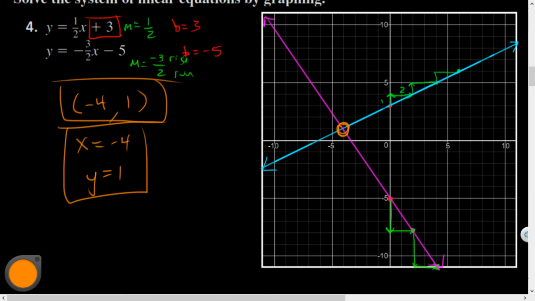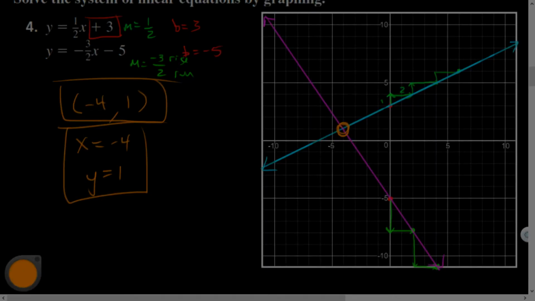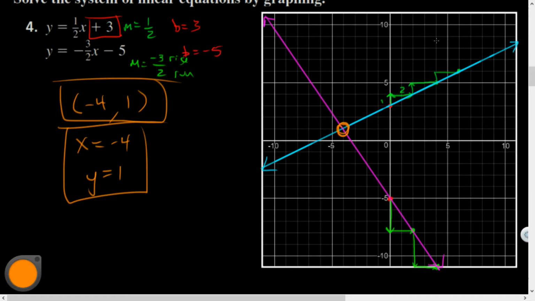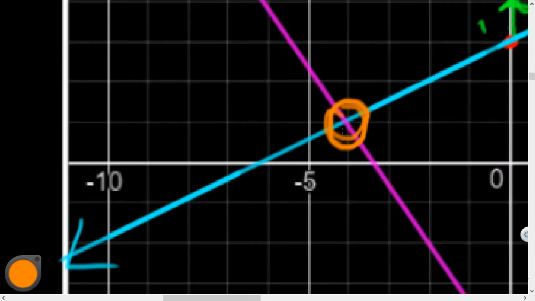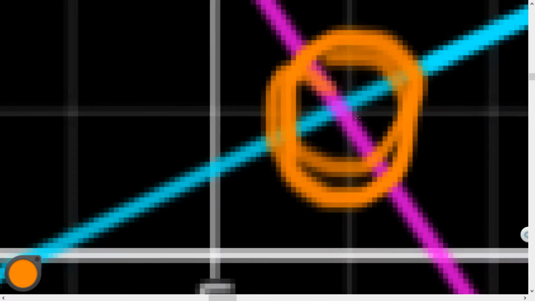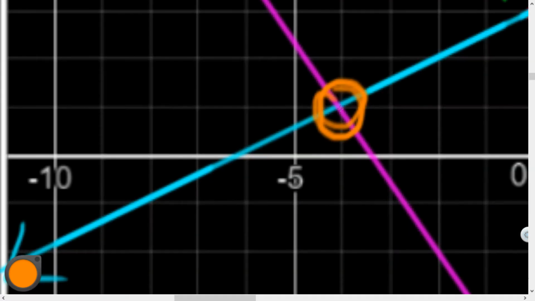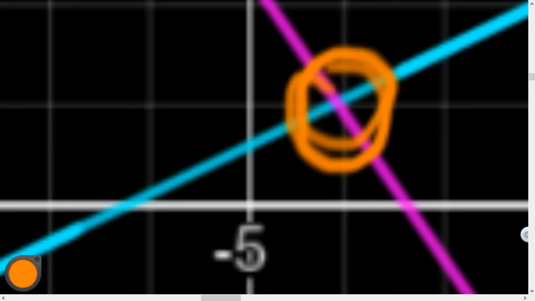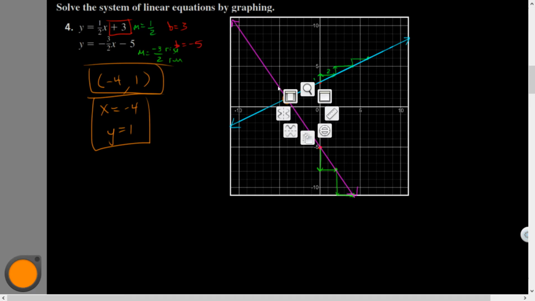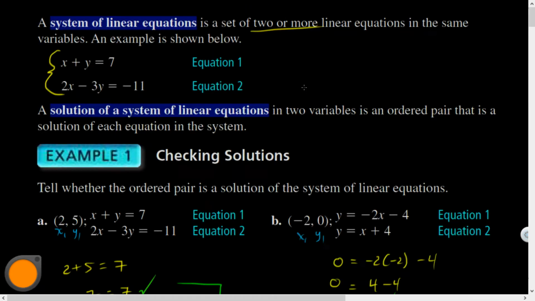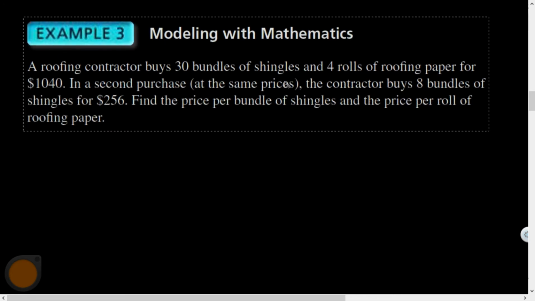So let's do example 3 together. This will be our last one. All this requires is us to graph these well, and it can be a little bit tricky. If it didn't land exactly on a nice point, don't grind those gears. Graphing won't be the most accurate method, and that's why we'll have some other ones later. So let's do example 3.